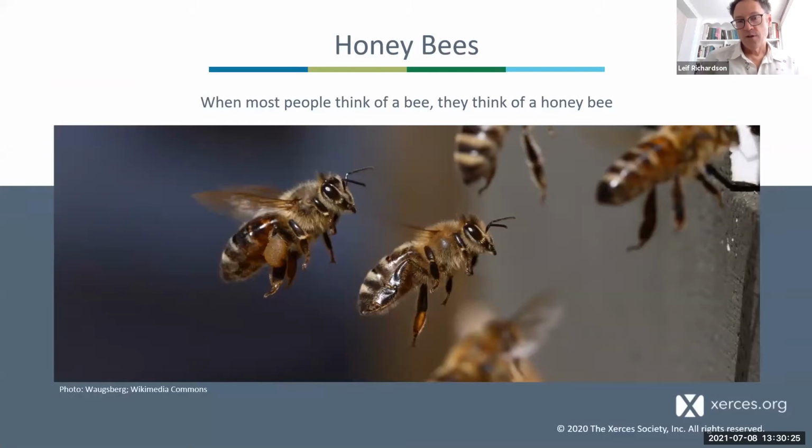First of all, here's the Western honeybee, Apis mellifera. So again, the family is Apidae, which is the same family as bumblebees. They are highly social, much more so than bumblebees, and they are a close relative of bumblebees.